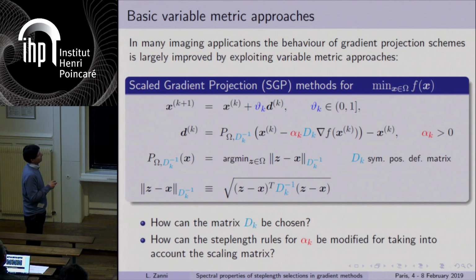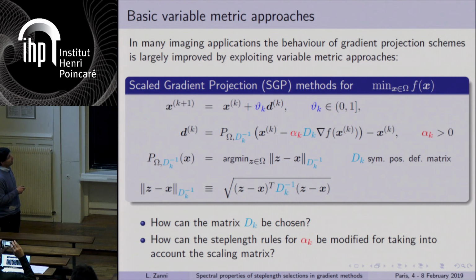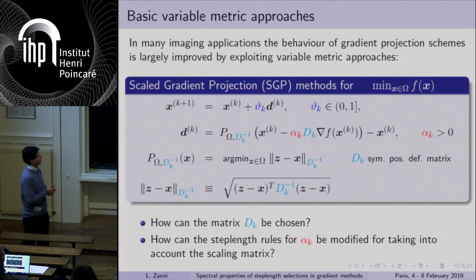In imaging, it could be interesting and useful to exploit the gradient projection scheme in this form. That is, by using not only the gradient direction, but the scaled gradient direction. Here, the matrix D is a symmetric positive definite matrix. And this symmetric positive definite matrix needs to be used not only in scaling the gradient, but also in defining the projection in a variable metric framework.